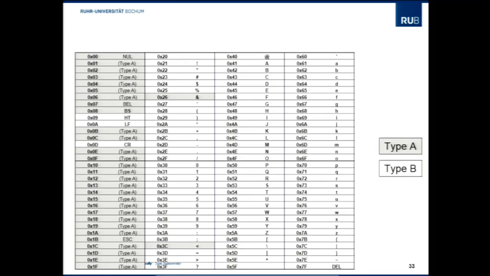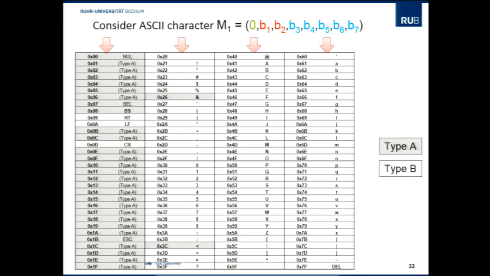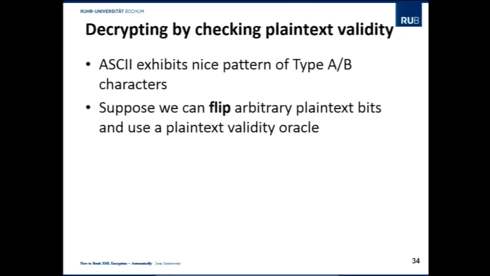Let's take a look at this ASCII table again. We have here these type A and type B characters, and we said that we have 128 characters. If we consider an ASCII character, the first bit is always 0. Bits 1 and 2 define the column where we are, and bits 3 to 7 define the concrete row. So ASCII exhibits a nice pattern of type A and type B characters.